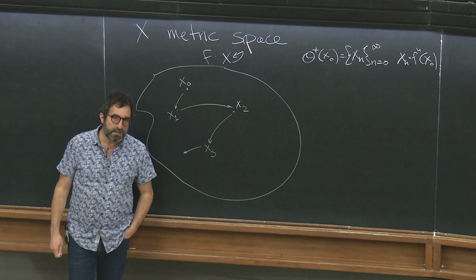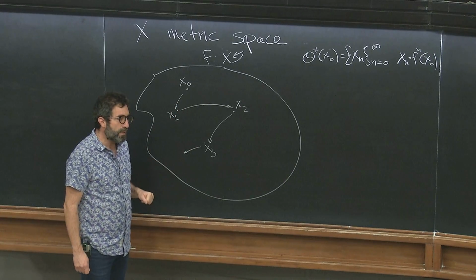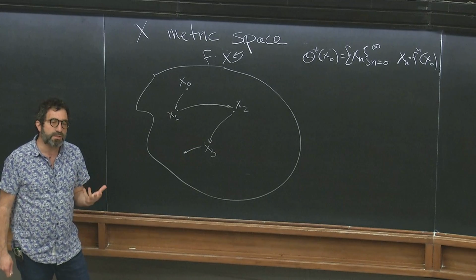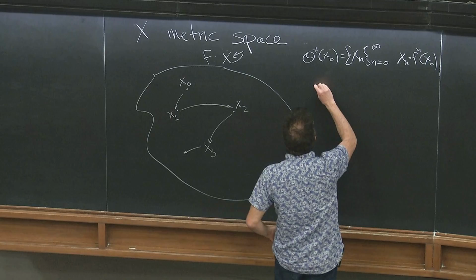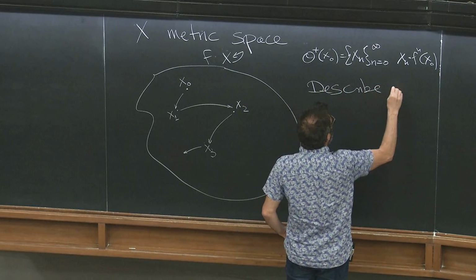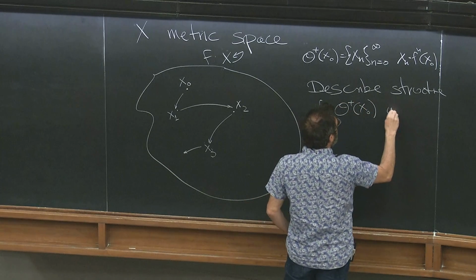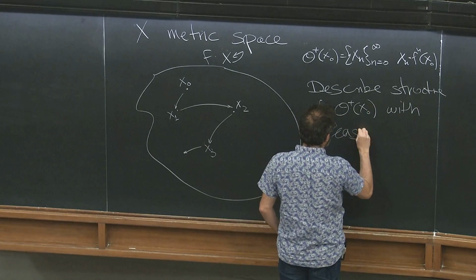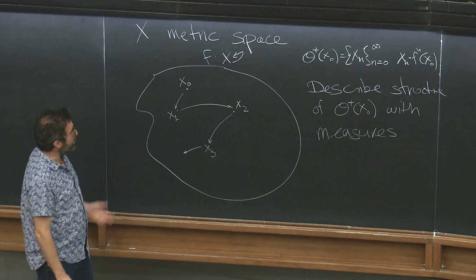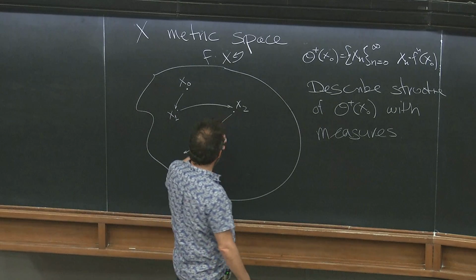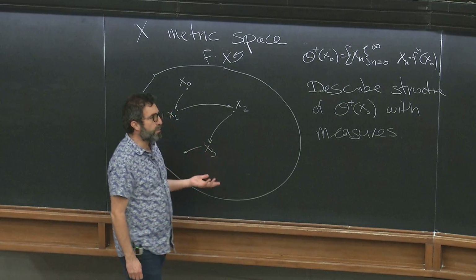So what do I mean by taking a different perspective? Now we're still going to work exactly with the same objects. Our objective is still to describe this orbit, but we're going to use the language of measure theory to do that, right? Measures. So we're going to try to describe the structure of orbits with measures. So X is a metric space, so in particular it's a measurable space. So we can define measures on this.